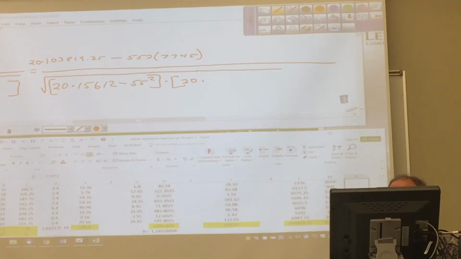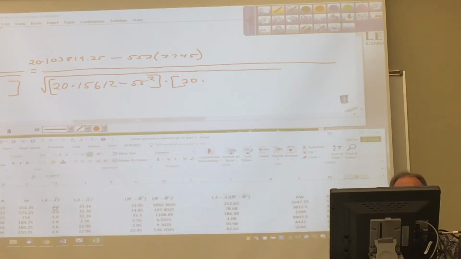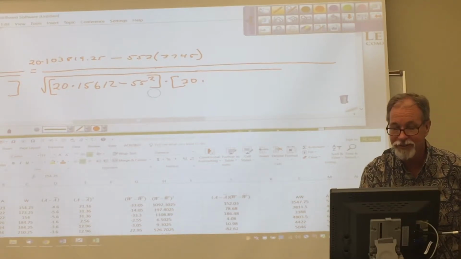55 squared? How come you have 55 squared and not 552 squared? I think you forgot two. Oh, the 20 times 15,612 minus 552 squared? Yes, 15,612 minus 552 squared. You forgot two.